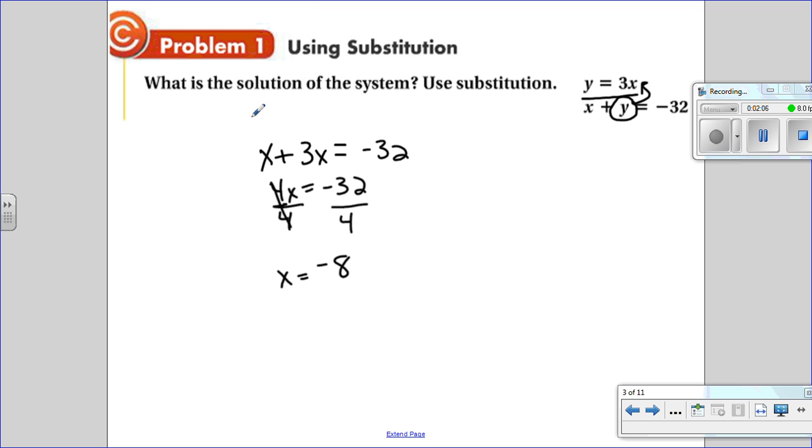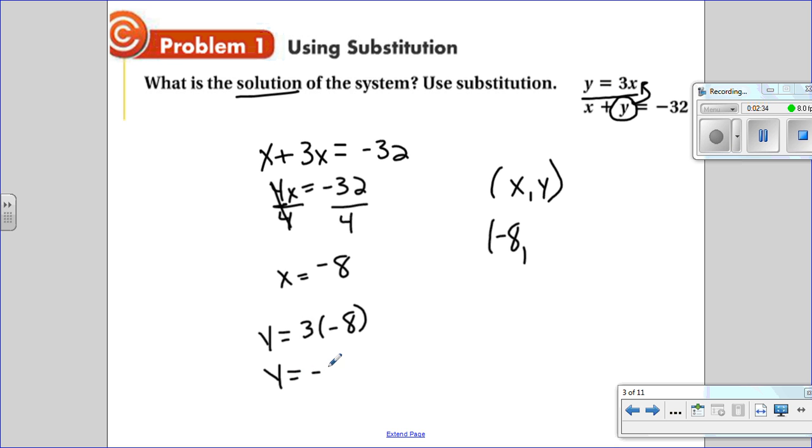So now that's what x is. Remember, we're looking for a solution for the system, and a solution comes in terms of an x and a y. We now have the x, which is negative 8. We need the y. How do we get the y? Well, we plug x back into one of these equations. Either one of them works. This one's just going to be the easiest. I took this equation and replaced the x with negative 8, and that gives us y equals negative 24.